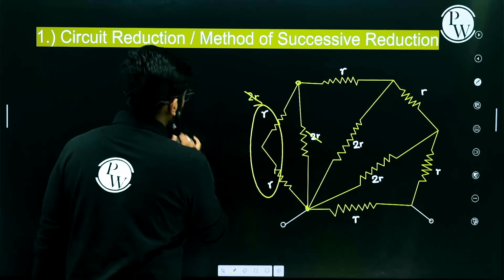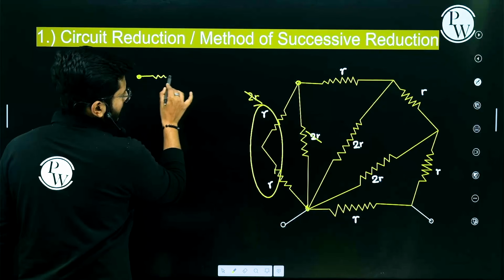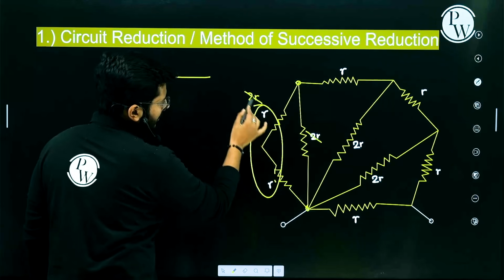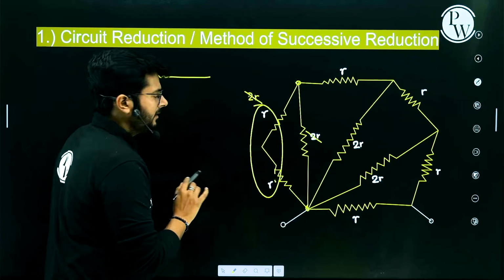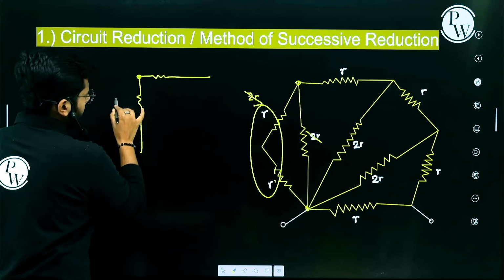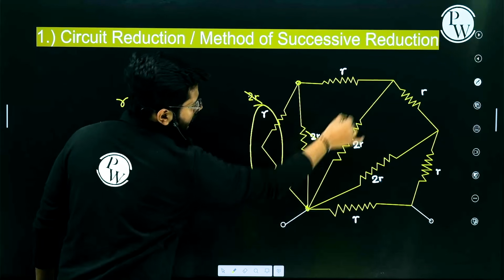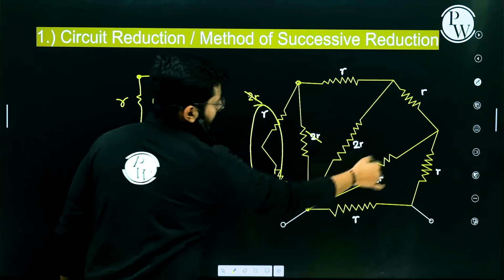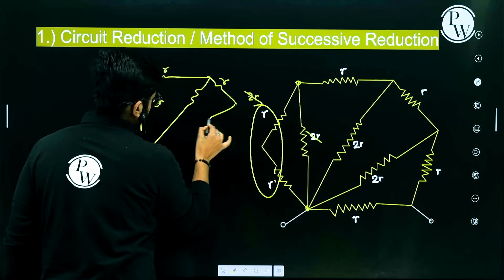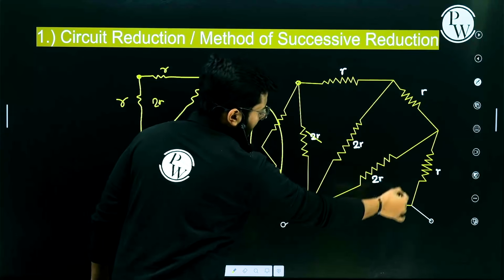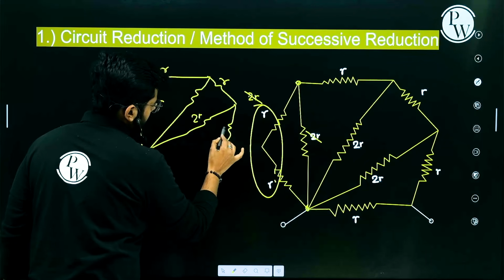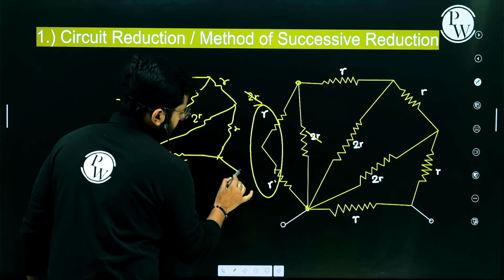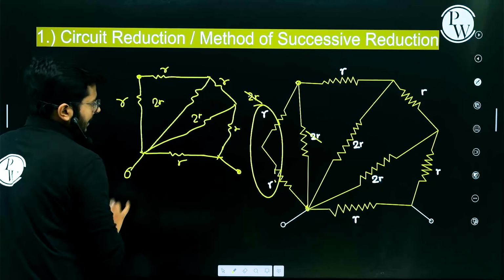So let me draw it. You have this R, and this 2R and 2R will become parallel, so they will become R. This is R, this is R, right? Here you have 2R, here you have 2R. Then you have R and 2R again, and R and R again, all right? And this is it. I believe the idea is very, very clear.